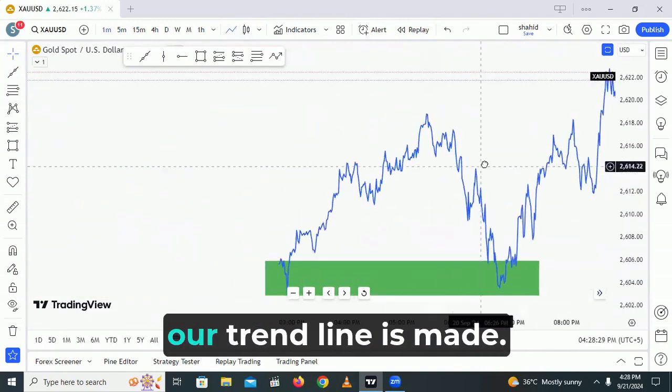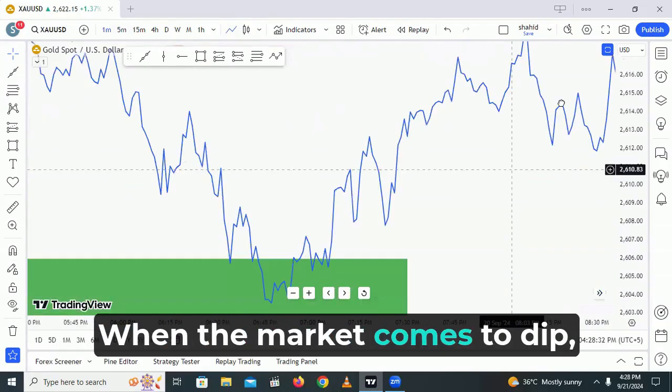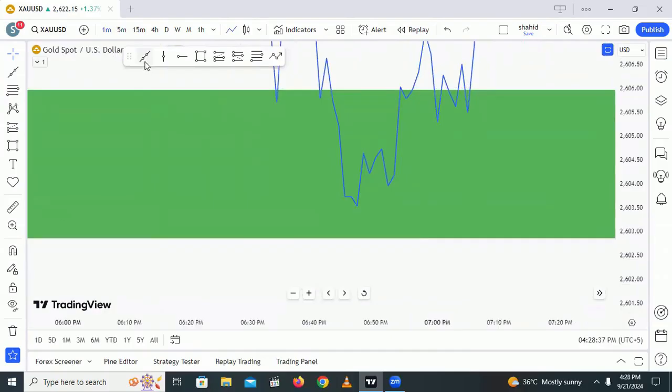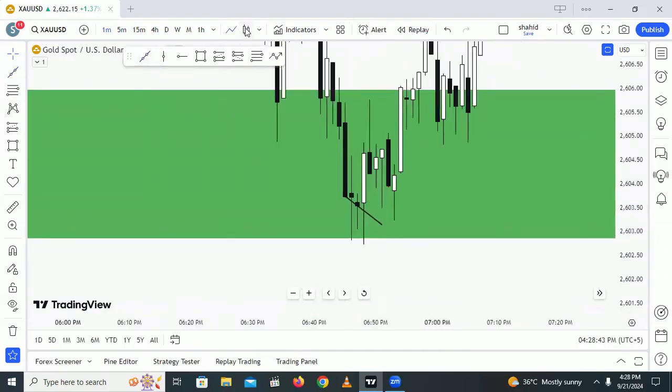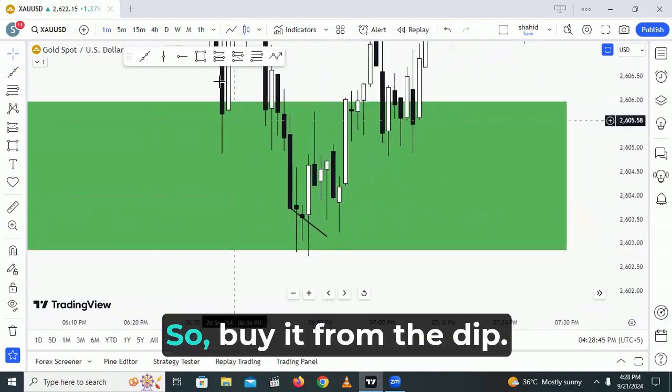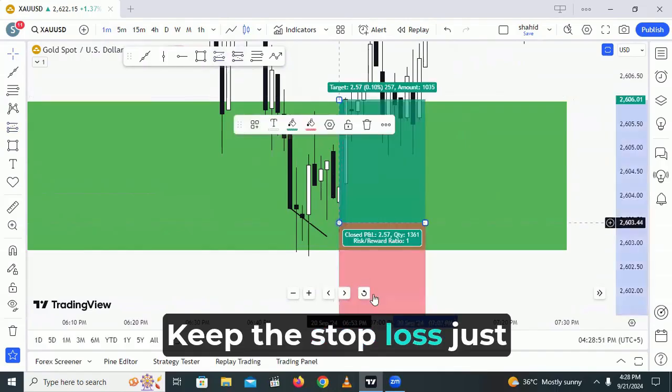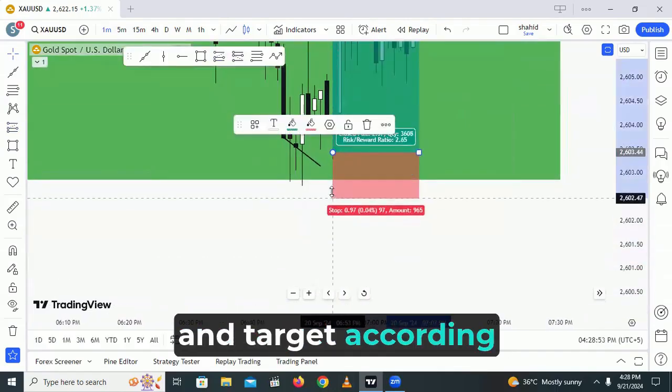If you look here, our trend line is made. When the market comes to dip, it came to dip. So buying it from the dip, after the dip, the market is high. Keep the stop loss just below this low and target according to 15 minutes.